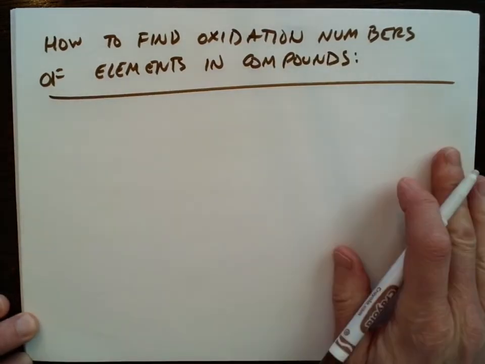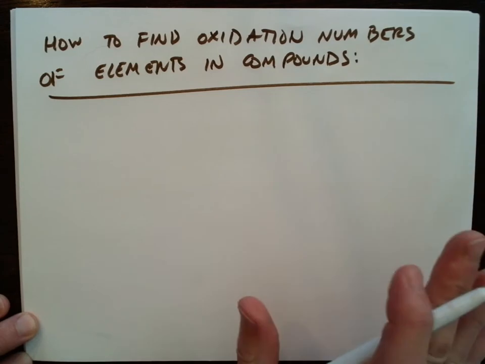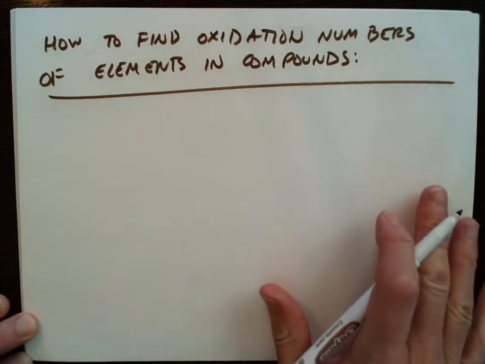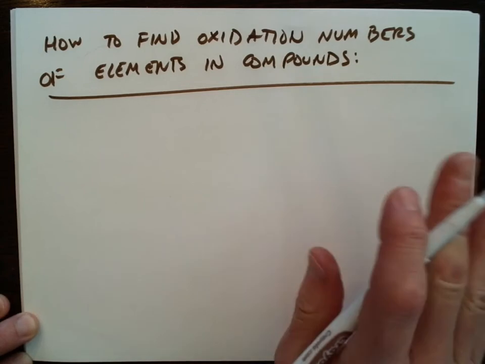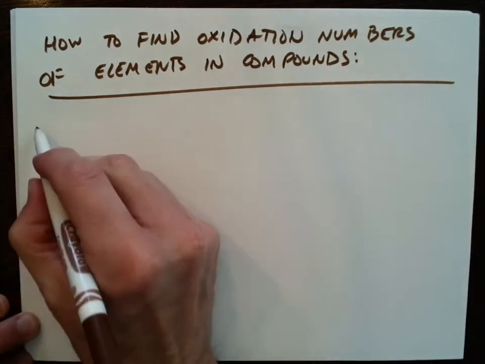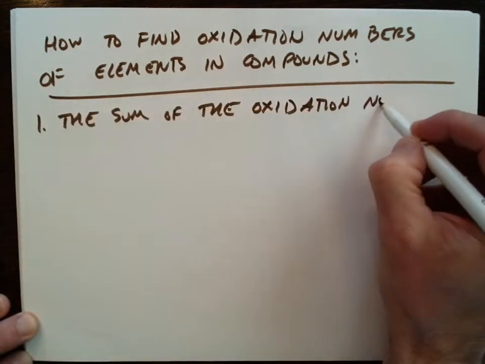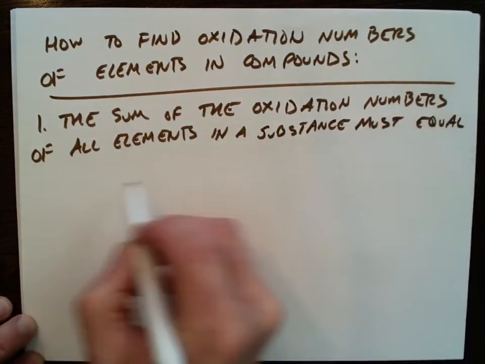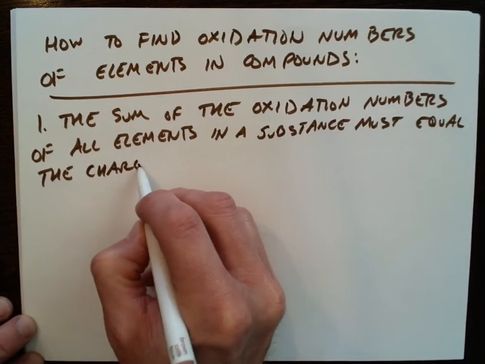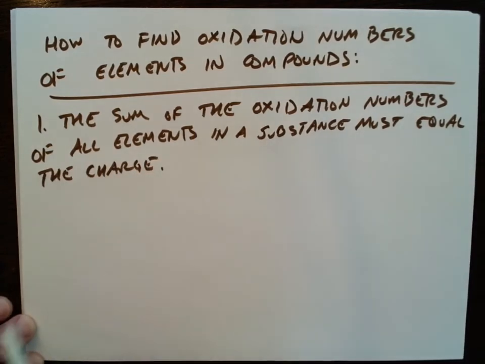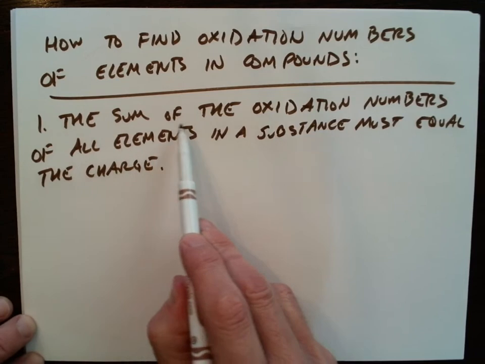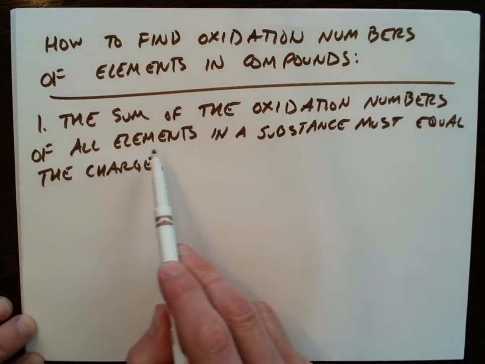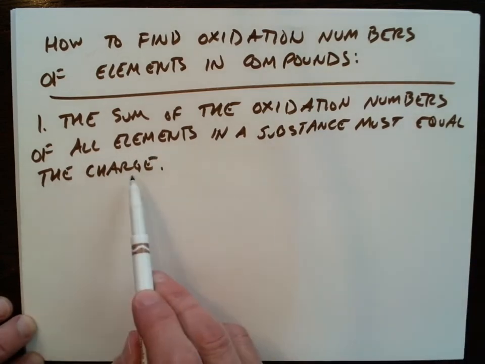Now these rules that I'm going to show you, they're not like the 10 Commandments where you have to follow them all. The first one is a rule you have to follow. So let's write that one down first. The first rule that must be followed is the sum of the oxidation numbers of all elements in a substance must equal the charge.